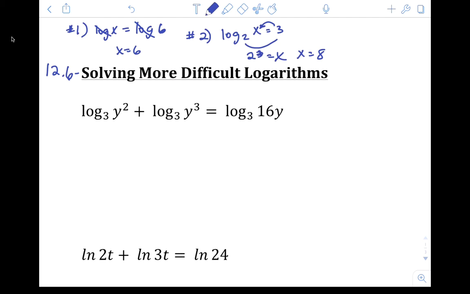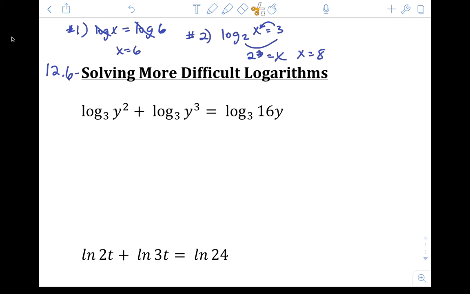Now, it's going to get a little more complicated than that because we have to do some condensing and get a little creative sometimes. But for the most part, it's not too terrible. And it really does boil down to one of those two options.